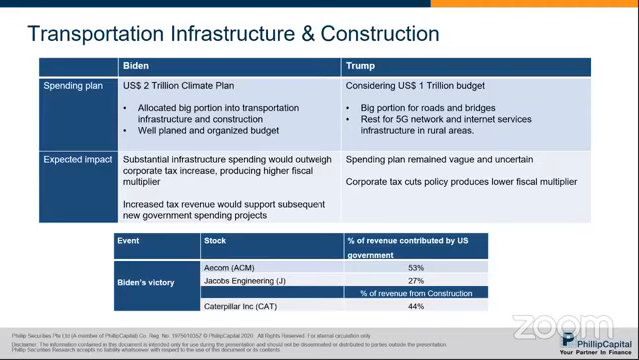Whereas for Trump, he proposed a US $1 trillion budget with a big portion for roads and bridges, and the rest for 5G network and internet service infrastructures in rural areas. Trump's plan is slightly more vague. His spending plan is more vague than Biden's, and it is expected that the corporate tax cut policies will likely produce a lower fiscal multiplier. So if Biden wins, counters to look out for would be construction-heavy counters like AECOM, Jacobs Engineering, and Caterpillar, as highlighted below.